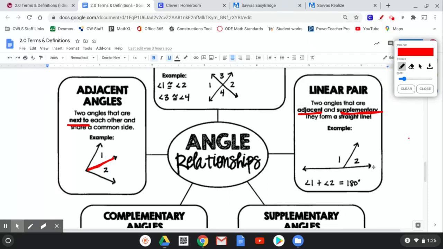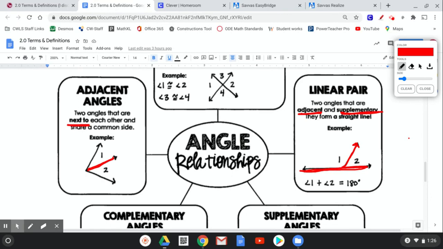But so for linear pair, they're adjacent and supplementary. Supplementary means they just add up to 180. So if you notice, 1 and 2, they share that common ray, and then they are on a straight line. This is very important. This is something we're going to see a lot.